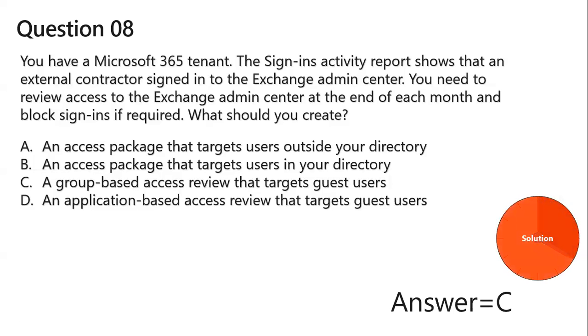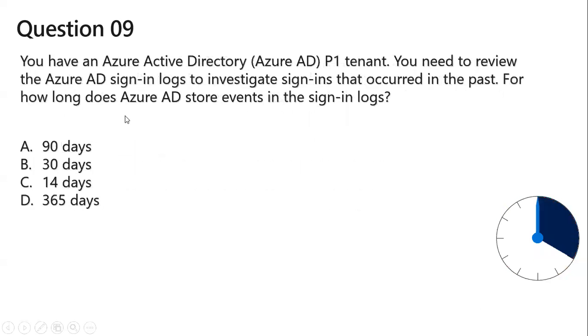So for this question, the correct answer is C, a group-based access review that targets the guest users. So accordingly, we can block the sign-ins if required. Moving to the next question, you have an Azure Active Directory P1 tenant, you need to review the Azure AD sign-in logs to investigate sign-ins that occurred in the past. For how long does Azure AD store events in the sign-in logs? Options are 90 days, 30 days, 14 days, or 365 days. Please put your answers on the chat.